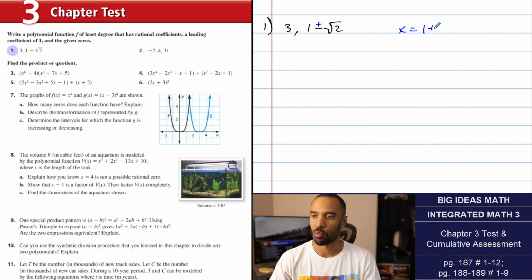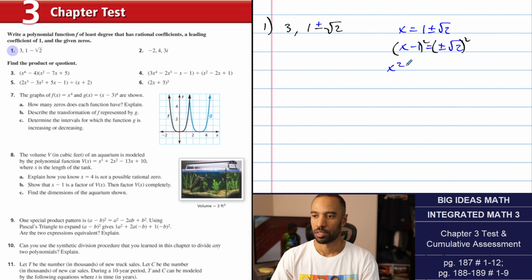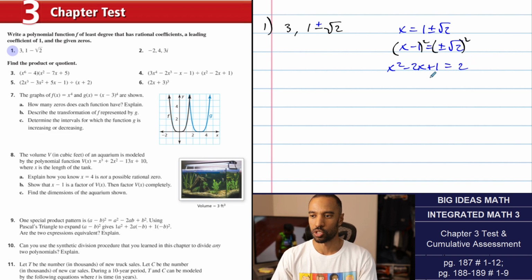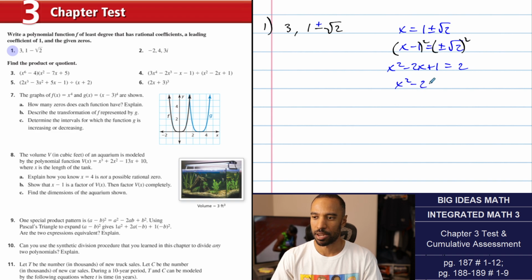So I'm going to let x equal 1 plus or minus root 2, subtract the 1 over, and expand by squaring both sides. This will get rid of my radical. Negative root 2 squared, or root 2 squared is 2. Subtract the 2 over, you get x squared minus 2x minus 1 equals 0. This is one of your factors. The other factor here is going to be x minus 3.